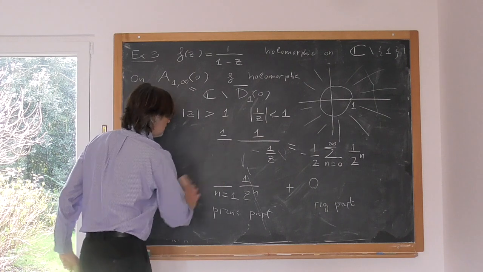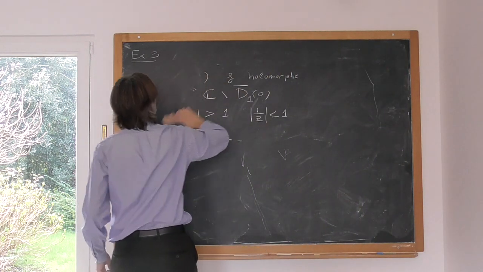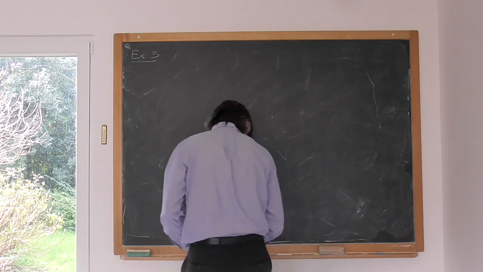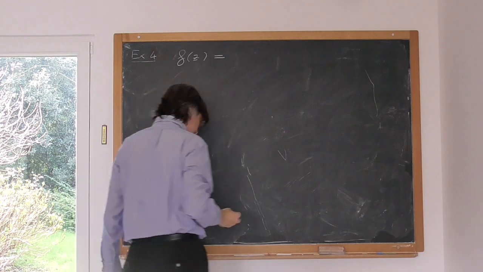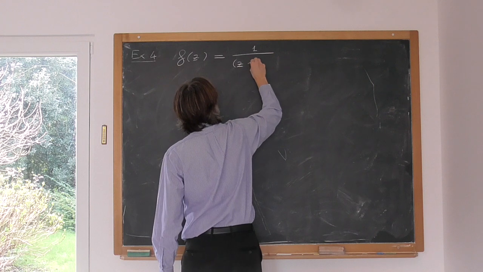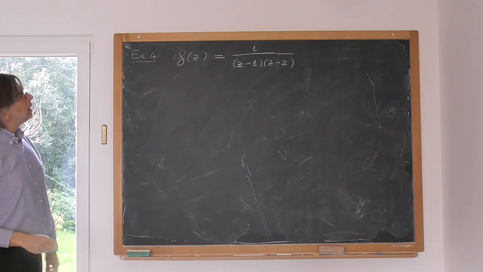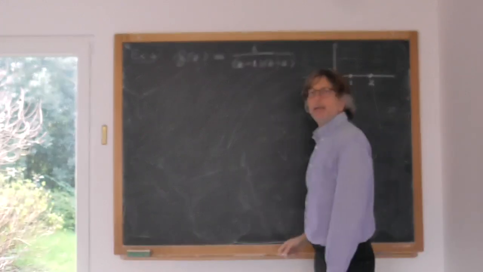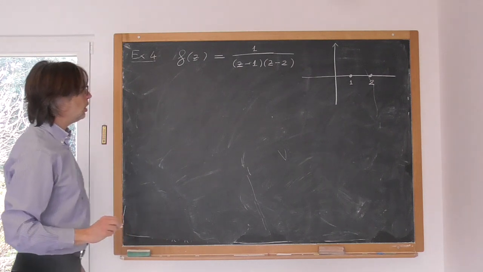Let's conclude with a similar example. So this is example 4, and it shows f of z is now 1 divided by z minus 1 times z minus 2. It's again a rational function. It's this rational function with now two singularities. We have a singularity in 1, and we have a singularity in 2. And again, we are interested in looking at Laurent series expansions in annuli which are centered at the origin.